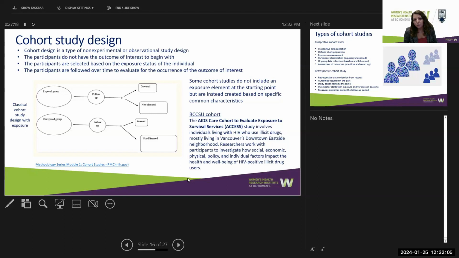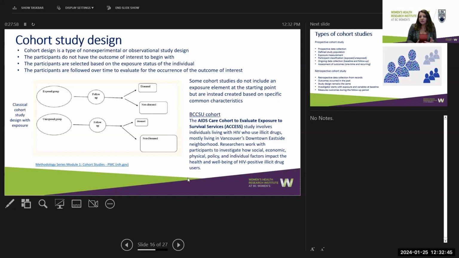One of the cohorts I worked with is at the BC Centre on Substance Use. It's called the ACCESS cohort, to evaluate exposure to survival services. This study involved individuals living with HIV who use illicit drugs, mostly living in the Vancouver Downtown Eastside neighborhood. Researchers work with the participants to investigate how social, economic, physical, policy, and individual factors impact the health and well-being of those people. So we didn't divide those people based on specific exposures.